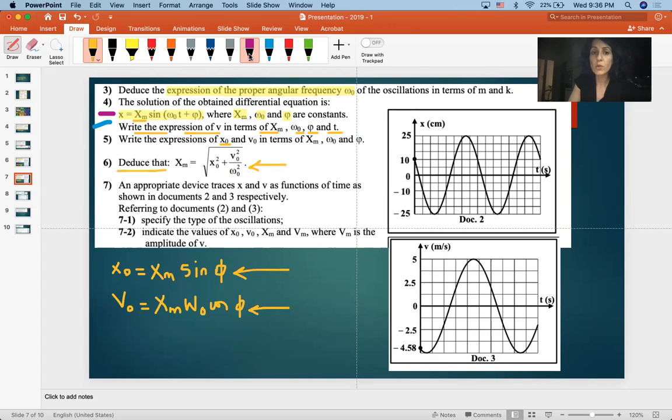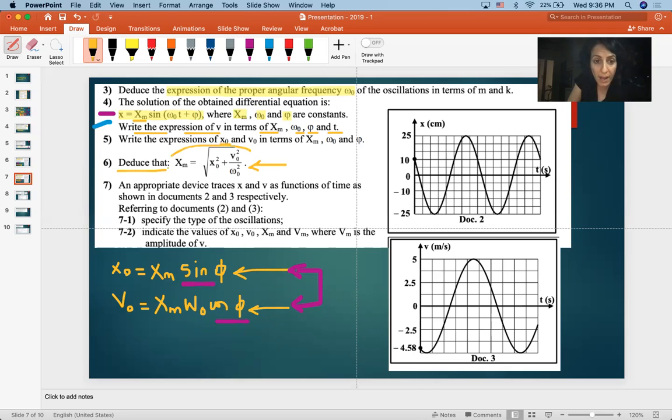In other words, they want you to find a relationship between x0 and v0. How can I find a relationship between these two? How can I relate them? My students know the answer very quickly because they already learned this and they have it somewhere in their libraries. The only way for you to relate two equations where you have sine and cosine, you actually have two methods. Method number one is to say sine over cosine is equal to tangent. Method number two is sine squared plus cosine squared is equal to 1. These are very famous identities.